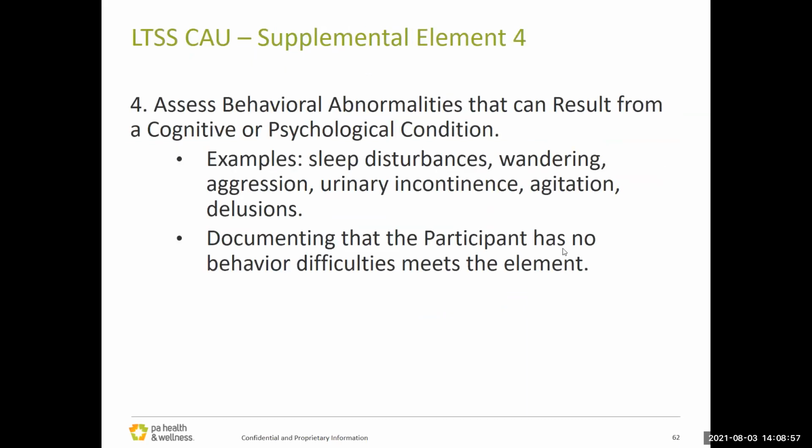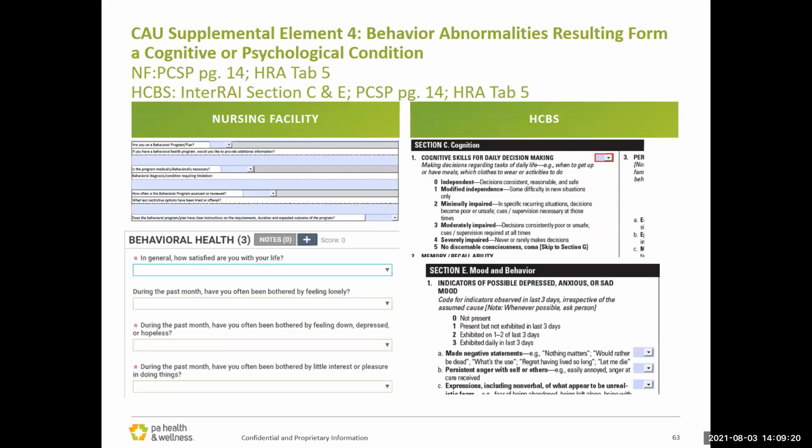Moving on to supplemental element number 4, assessing behavioral abnormalities that can result from a cognitive or psychological condition. So some examples: sleep disturbances, wandering, aggression, urinary incontinence, agitation, or delusions. Again, documenting that the participant has no behavior difficulties does meet this element.